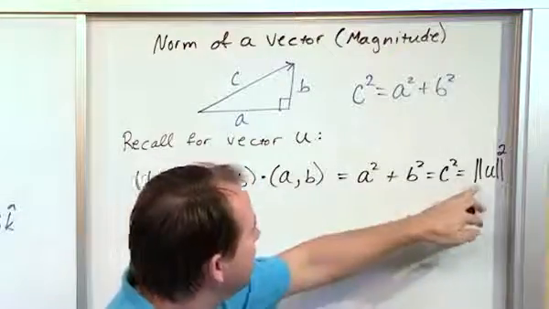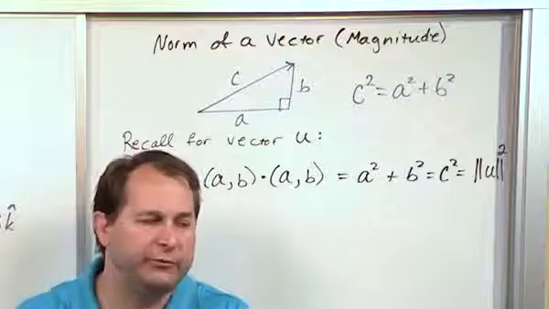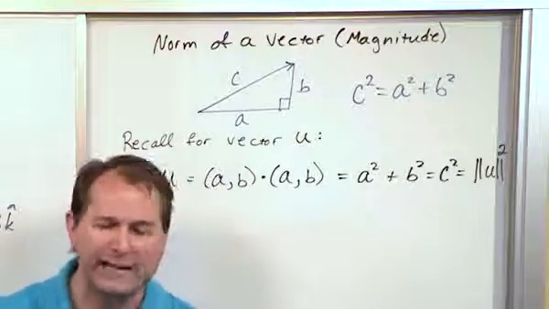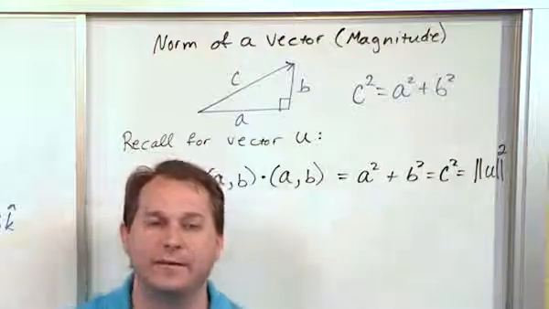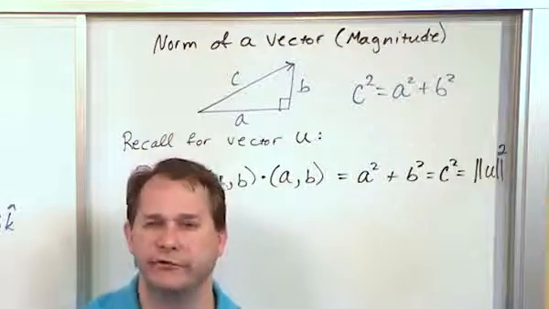All right, these double bars here are called the norm of a vector, which means the length of the vector, also called the magnitude of the vector. Normally in algebra class, when you want to find the absolute value of something, like the absolute value of -1, you put bars on both sides of the number, just one bar.